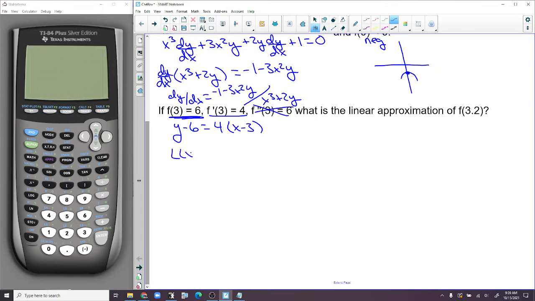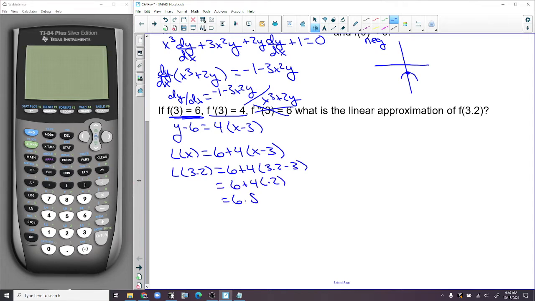So instead of y, we usually write L of x is 6 plus 4 times x minus 3, because we're doing the linearization. So y and L of x really mean the same thing. So L of 3.2 is equal to 6 plus 4 times 3.2 minus 3. So 6 plus 4 times 0.2, that's 6.8. So that's an approximation for our original function, but we don't know what the original function is. We used a line to approximate whatever the function was.